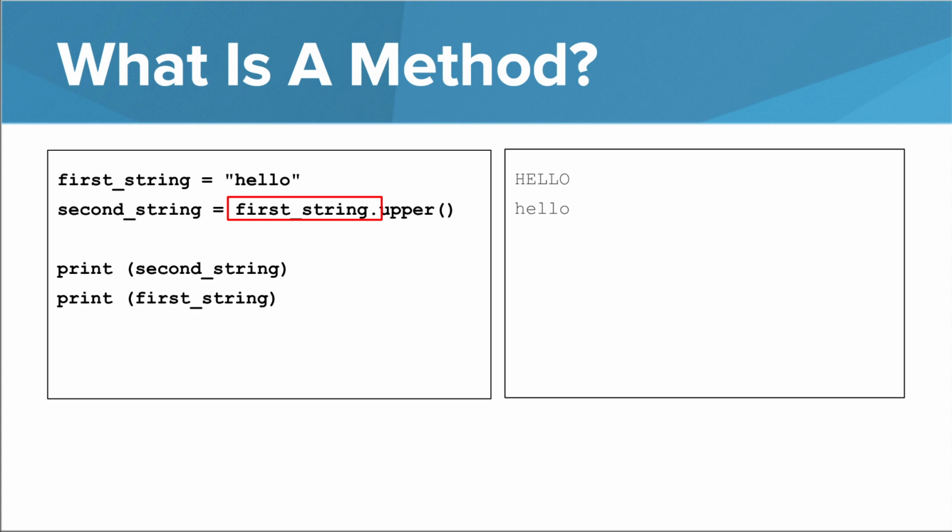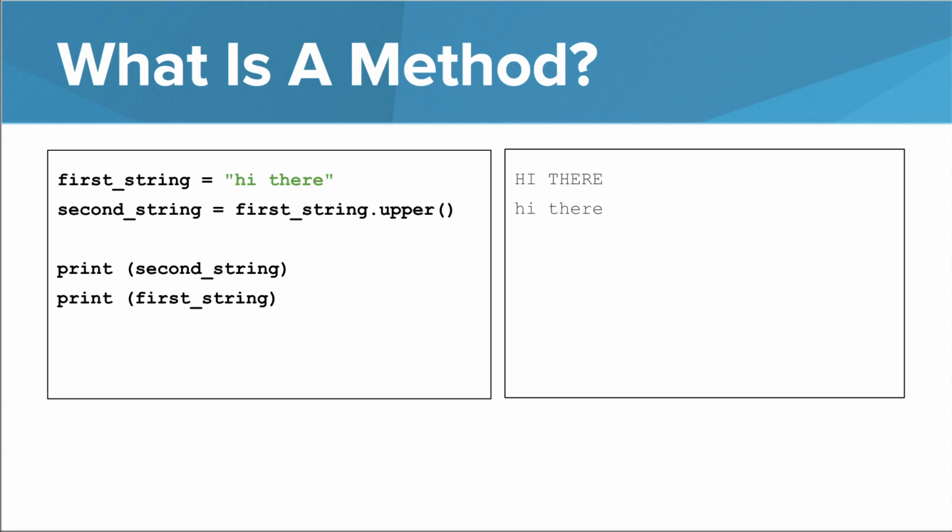In this case, the thing is a variable. A method call always takes the form something.methodName. You can think of the thing to the left of the dot as a secret argument. Methods are related to object-oriented programming, something you'll learn more about in a later module. In this example, the upper method is able to create a new string that is identical to first string, except with all capital letters. Upper is a method that you can call on any string.